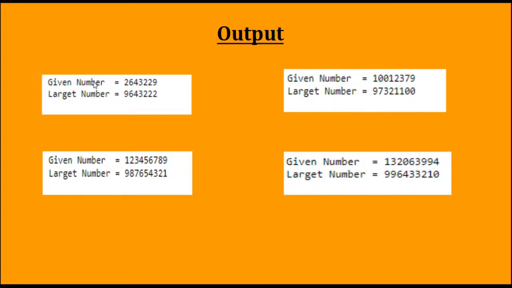See, I took my number as 2 3 4 3 2 6 4 3 2 2 9. From this, the largest number possible is 9 6 4 3 2, that means you are arranging the digits in descending order. So this gives you the largest possible number. So simple. You could also try many other logics to frame this program, but I have taken this logic. Similarly, there are a couple of other examples you can go through.